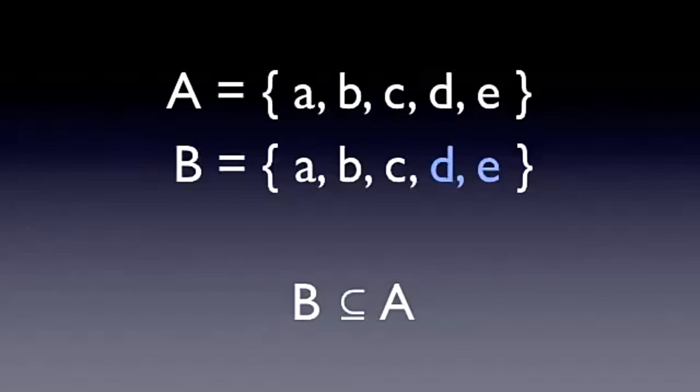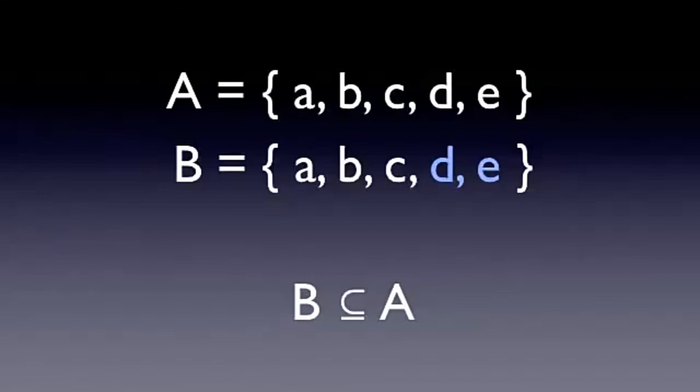So, if our subset symbol has a line underneath, we're saying that B is a subset or equal to A. If it doesn't have a line underneath, we are saying that B is a proper subset of A, meaning that B contains some of the elements of A, but not all.